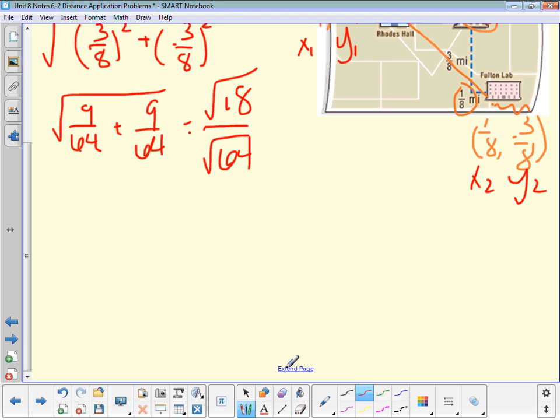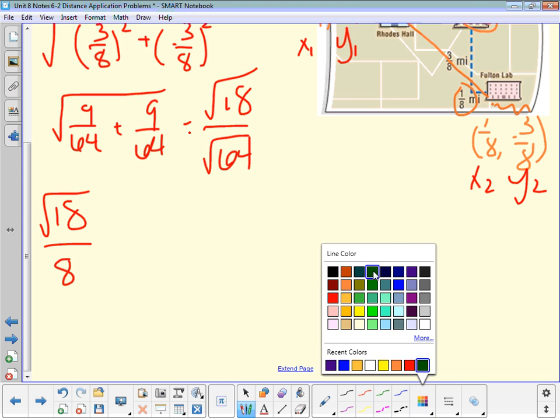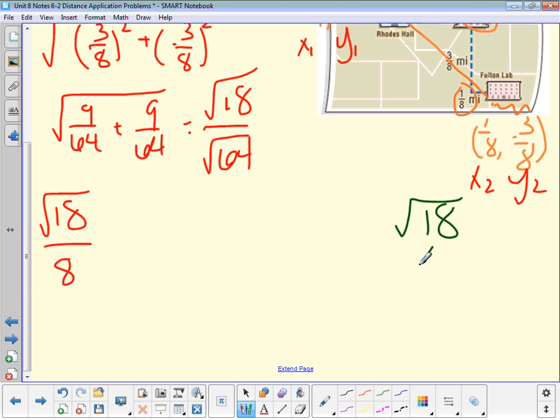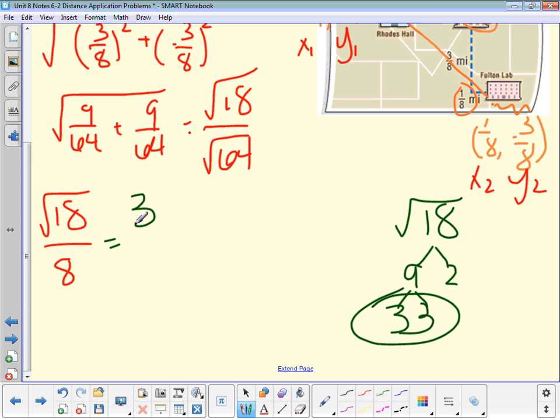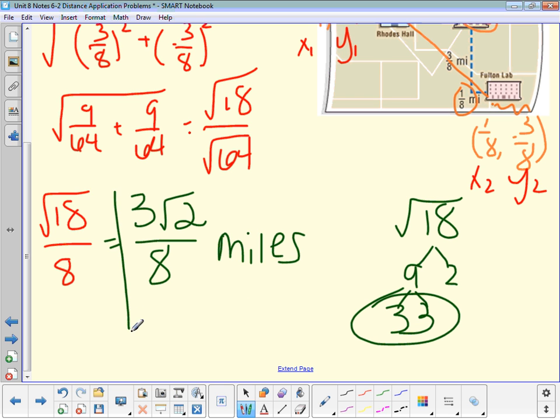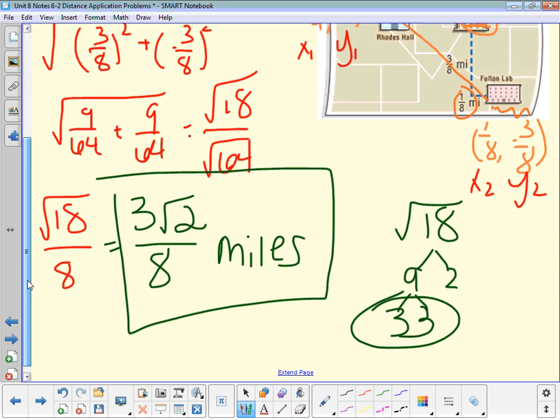So now what you'll notice is I simplified that into two radicals. And you know why? Because I know the square root of 64 is 8. So I'm just saving myself some time. So left on top is the square root of 18. Well, let's see if we can break that down a little bit. Square root of 18 is 9 and 2, 3 and 3. So I can pull out a pair of 3's. So I'm left with 3 radical 2 on top, and 8 on the bottom. Last thing I want to do is label it. So 3 square root of 2 over 8 miles. That's how far she had to walk.